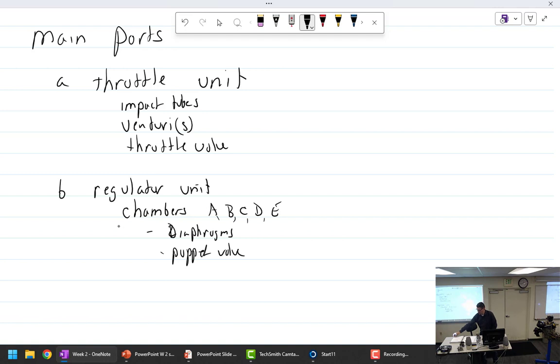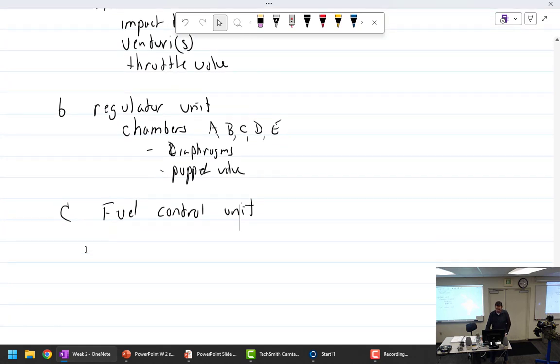Fuel control unit. The fuel control unit receives fuel under varying pressure from the regulator unit and meters it to the discharge nozzle. This is going to have the metering jets and metering valves, like the idle needle valve that we saw before.